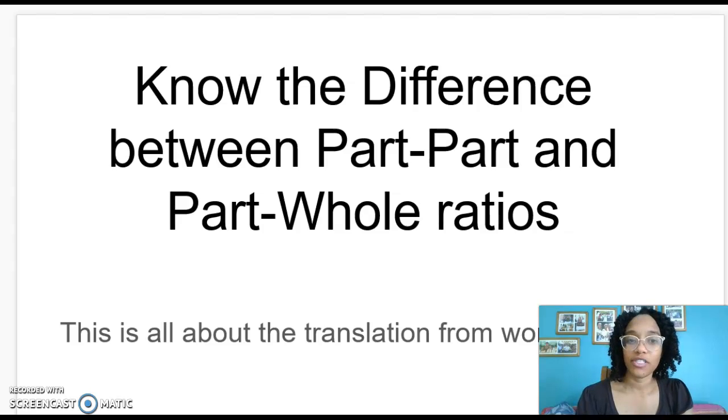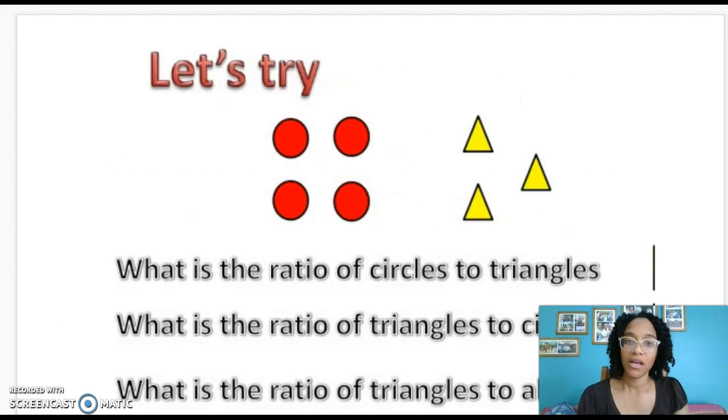We need to know the difference between part-part ratios and part-whole ratios. This, again, is all about those translations from words to math. When we're writing in math terms, we're usually making it much shorter, so it's important to make sure that we are precise and always communicate what we mean. So let's go back to this example we've looked at before.